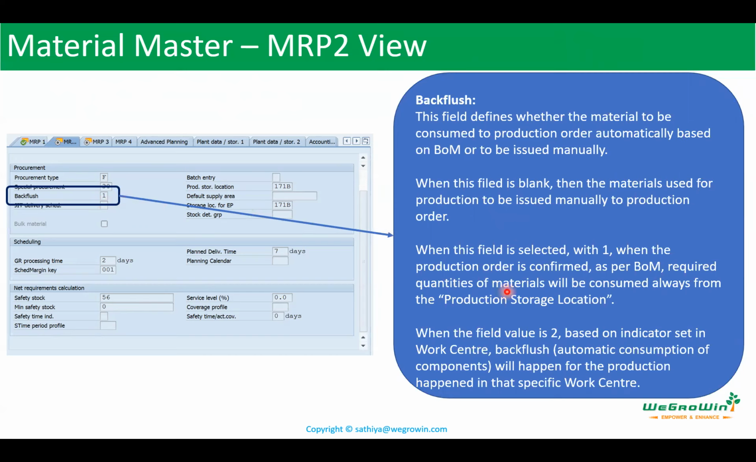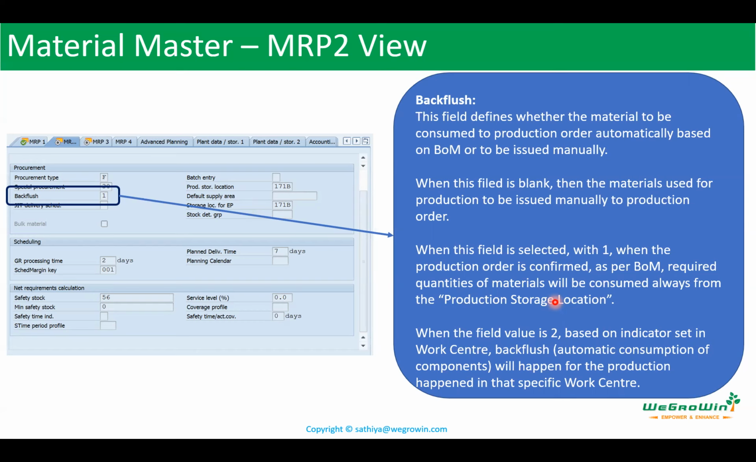But if I set this field as 1, then the system will always take it as backward consumption. The material will be consumed from the production storage location. If I was a customer, I would like the process to go very quickly. So why is there an option not to have backflush, and why is there an option to have backflush?